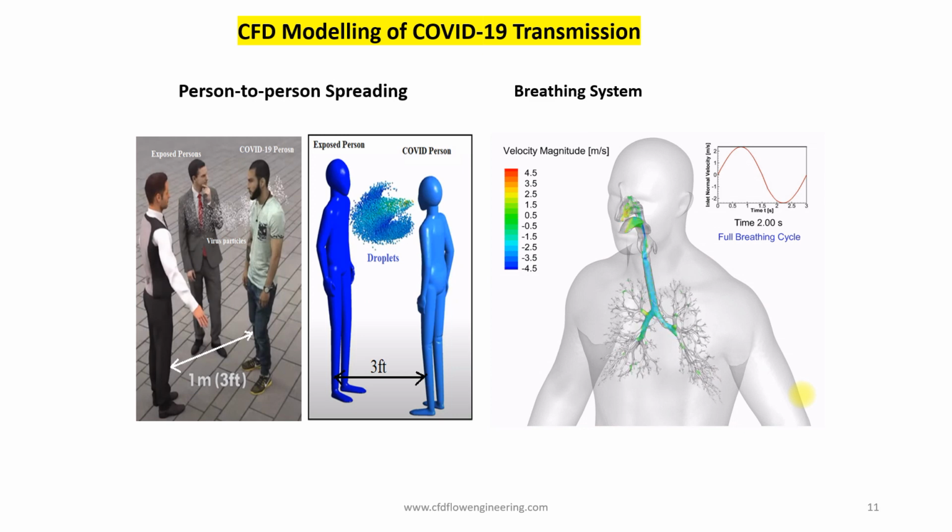Here is one more example I have presented: how CFD can help to find out the breathing pattern of our respiratory system. Here lungs are expanding and contracting, and it is a problem of fluid and structure interaction. Definitely CFD will help to find out which area oxygen is less, which area oxygen is high.